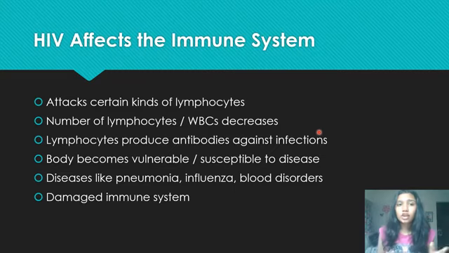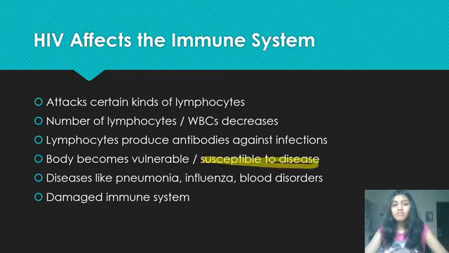Basically, HIV, the virus, human immunodeficiency virus, attacks certain kinds of lymphocytes. Lymphocytes are white blood cells. So when they are attacked, the number of white blood cells or lymphocytes in your body decreases. Lymphocytes produce antibodies, which help fight against infections, as we've already done in chapter 10. So when lymphocytes are fewer, fewer antibodies are also produced. The body becomes vulnerable, or as IGCSE mark schemes love the term, susceptible to disease. Super important, try and use this term, susceptible to disease. I've seen it in various mark schemes.